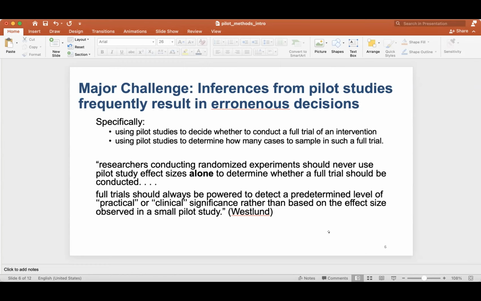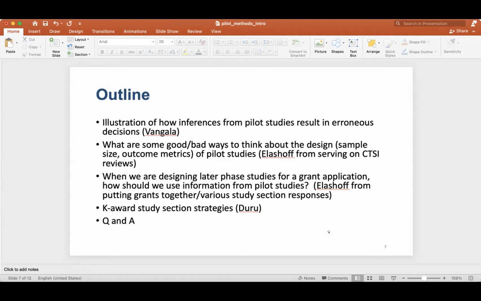So the outline for today is Ron Vagala is going to illustrate for us using this really cool website how inferences from pilot studies result in these erroneous decisions. Then Dr. Elashoff is going to talk about some of the good and bad ways to think about the design, sample size, outcome metrics of pilot studies based on his many years of experience serving on CTSI review panels. So these are the panels that review the huge CTSA applications from across the country, as well as he's going to talk about when we are designing the later phase studies for grant application, how should we use the information from the pilot studies? And Dr. Elashoff has been involved in dozens, if not hundreds, of grant applications. And then he's also seen the various study section responses of this, making this leap from the pilot study data to the clinical trial data.